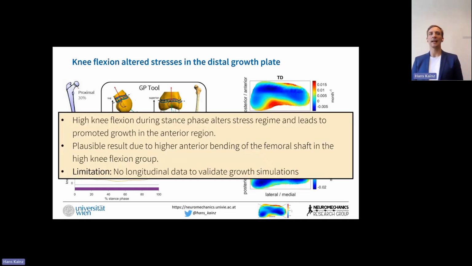So it seems like the high knee flexion during the stance phase alters the stresses, the loading in the distal growth plate, and might lead to more promoted growth in the anterior region of the growth plate. It seems to be a plausible result because we also observed a higher anterior bending of the femoral shaft based on our MRI images, which we had from these participants. But again, we also still have limitations. In this case, we didn't have any longitudinal data to validate our growth simulations.